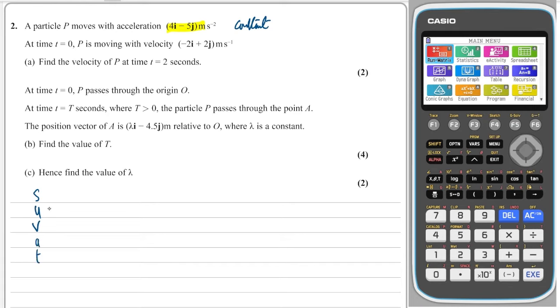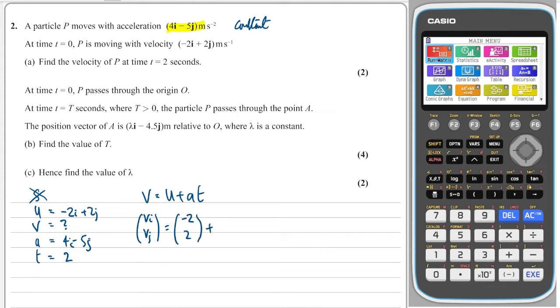And I have that the initial velocity is minus 2i plus 2j. The acceleration is 4i minus 5j. And it says find the velocity. So I'm looking for this, and I know that time is equal to 2. So the SUVAT without an S is just v equals u plus at. So I'm going to write them in columns, because I find it easier. vi, vj is equal to the u, which is minus 2, 2, plus the a, which is 4, minus 5, multiplied by 2. So reading along, I'm going to get minus 2 plus 8 is 6. And then I'm going to get 2 plus minus 10, which is minus 8. So this is 6i minus 8j.